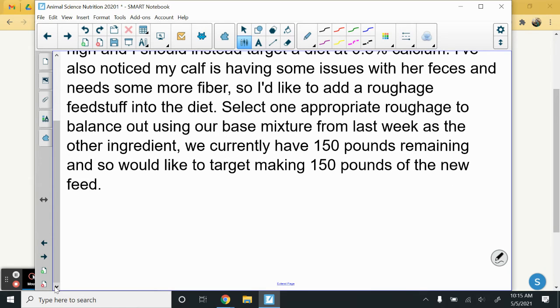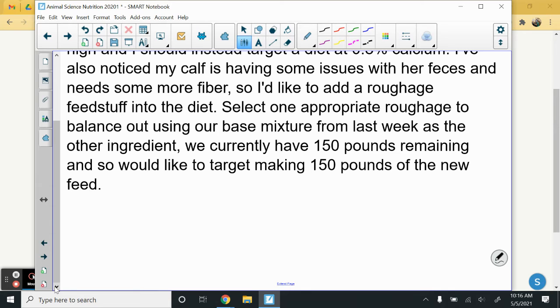So what do I do here? Basically what this problem is telling me is I have this base ration that I already made, and instead of throwing that all out and getting something new, I want to use that, but add something to it that's going to decrease the overall amount of calcium in that feed.